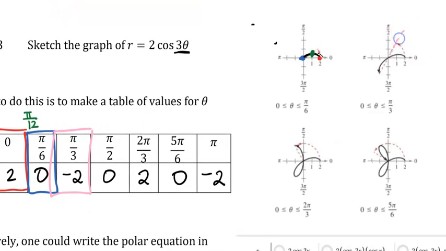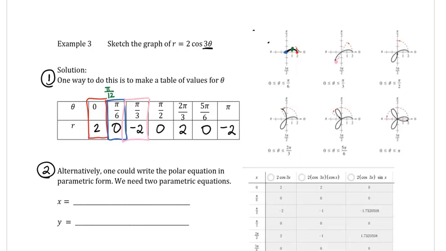So here's the angle pi over 3. But because r is negative 2, you're getting this pink point back there. So now you've traced out even more of the graph. And following this same pattern, you continue to trace out petals of what is actually a rose curve. We'll talk more about that later.